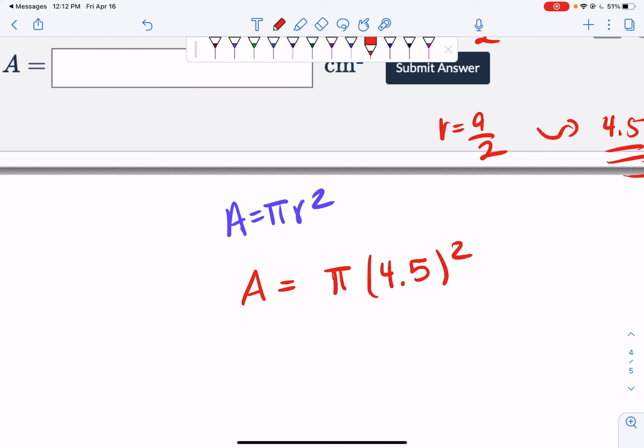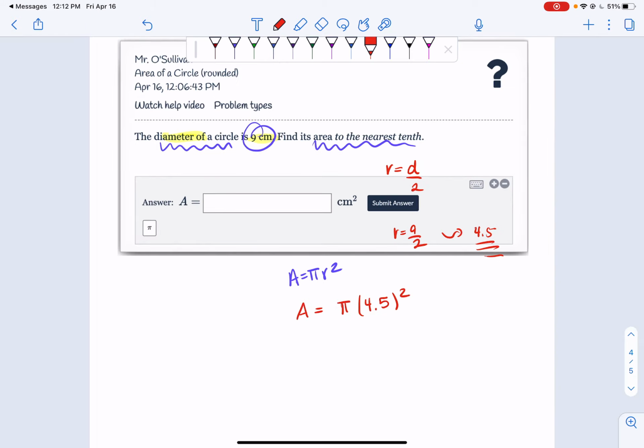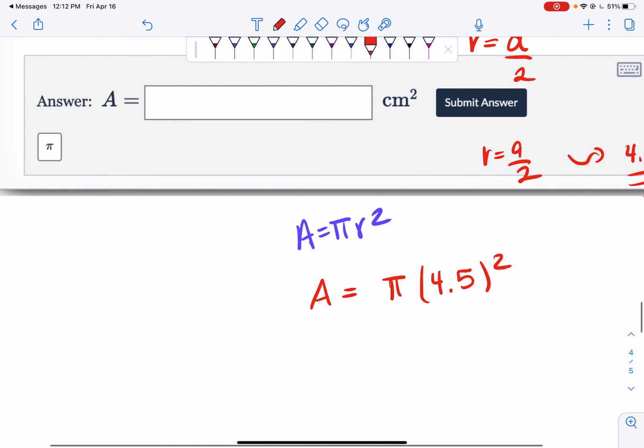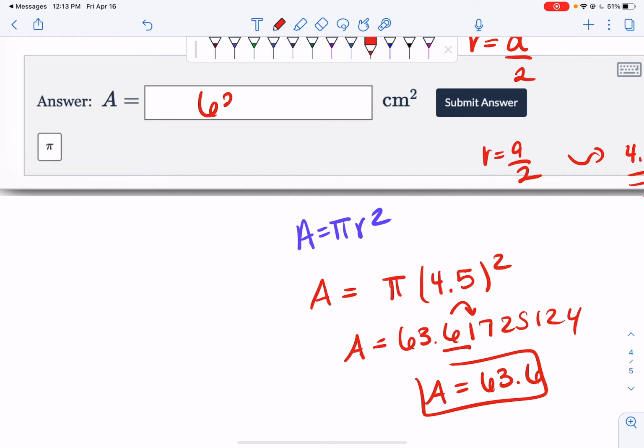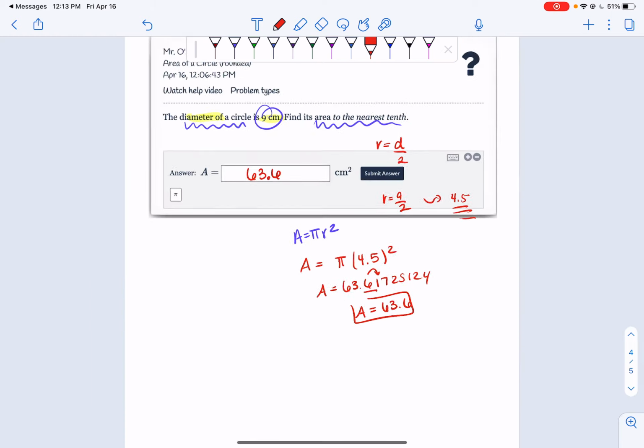And now I'm going to type it in my calculator. Because it doesn't say leave it in terms of pi, it says the nearest tenth, I get area equals 63.61725124, but I want to round to the nearest tenth, so I go out 1, look over, for a floor, stay on the floor, so my final answer is 63.1. I mean 63.6, my apologies. So I get 63.6 centimeters squared.